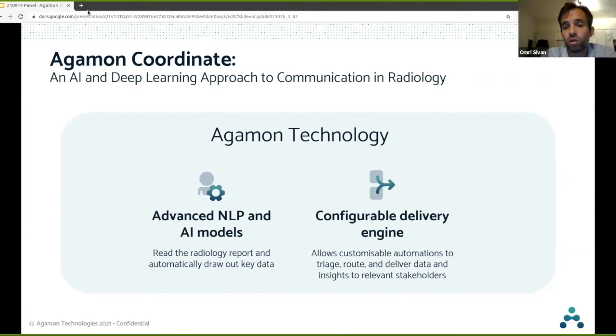This engine is also able to integrate with different systems, specifically with scheduling and ordering systems, in order to close the loop on follow-ups. For example, once a patient comes back for a follow-up examination, the system automatically closes this journey of the patient, because it can track both the follow-up recommendation on the radiology side and then the scheduling data that's coming in from the scheduling system.